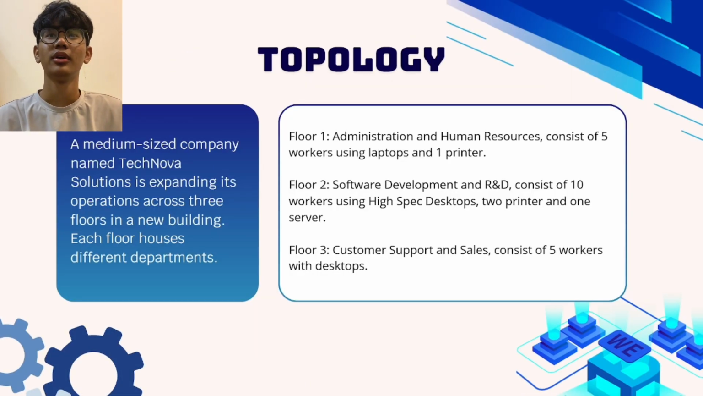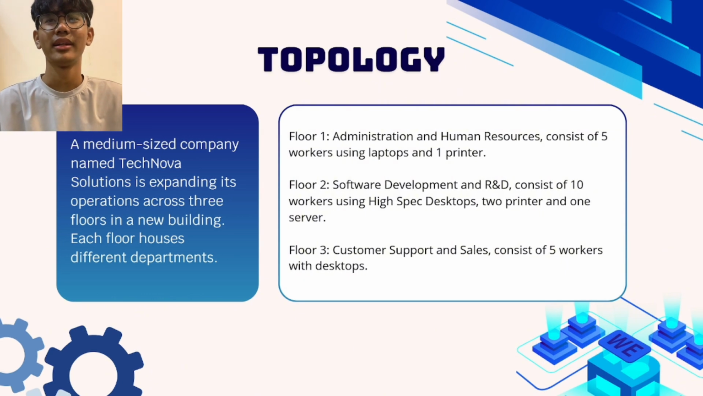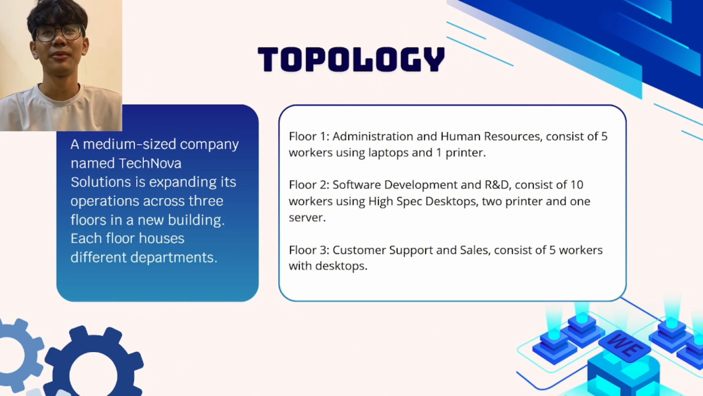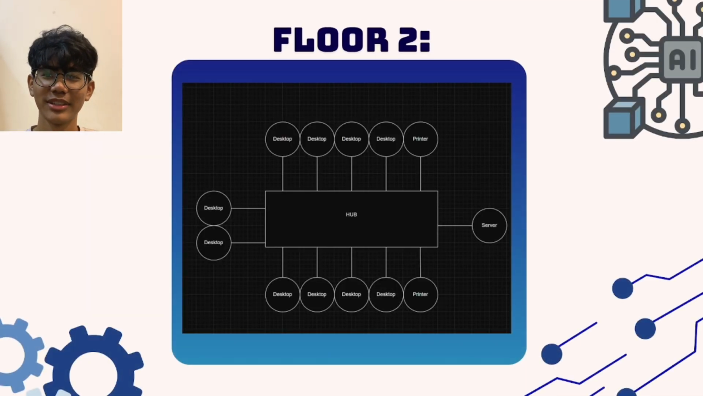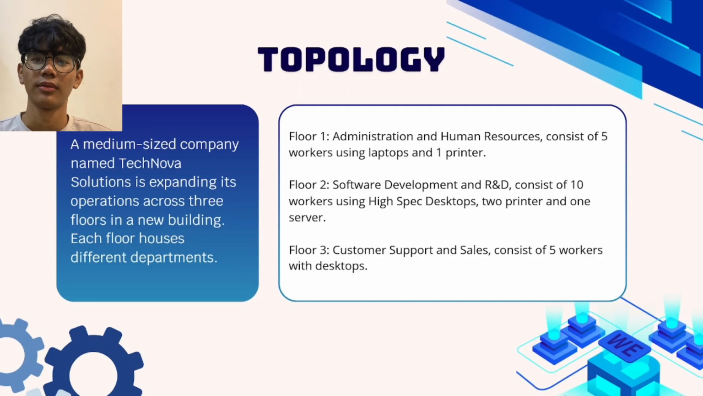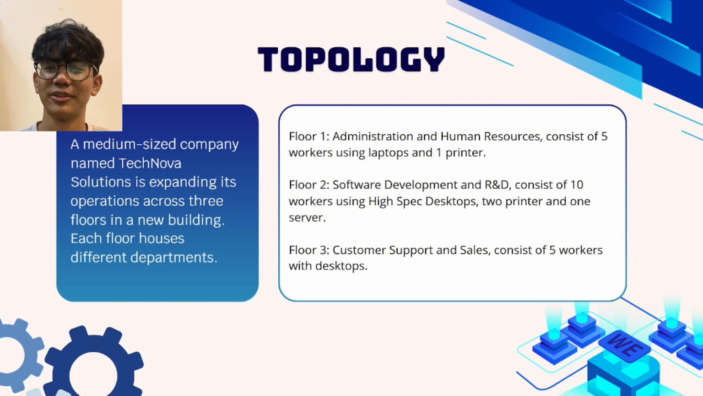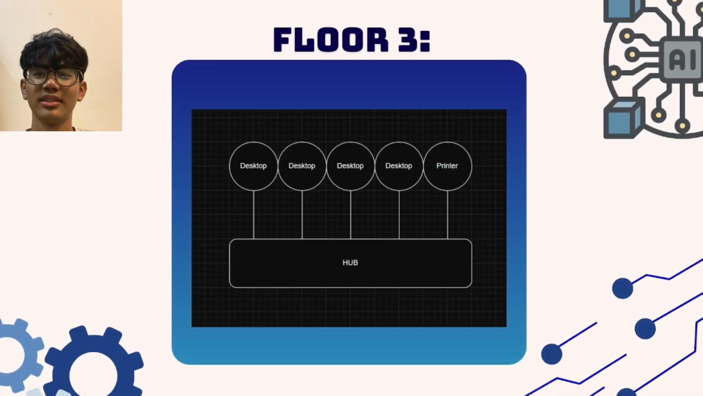For floor 2, software development and R&D consists of 10 workers using high-spec desktop, 2 printer and 1 server. So this is the topology for floor 2. Floor 3, customer support and sales consists of 5 workers with desktop. And this is the last topology for floor 3.